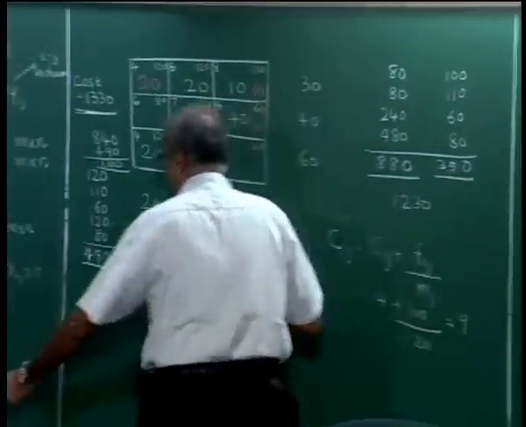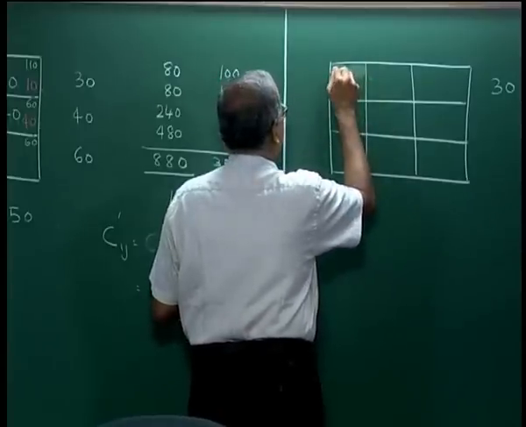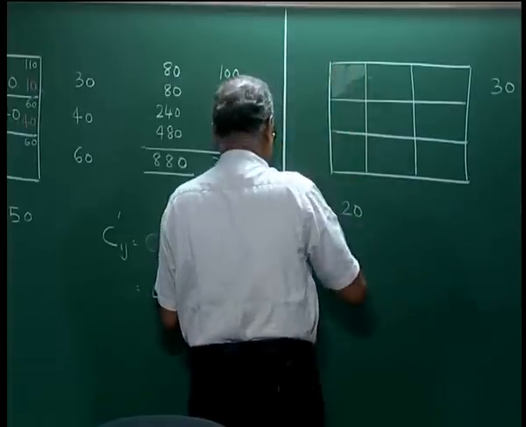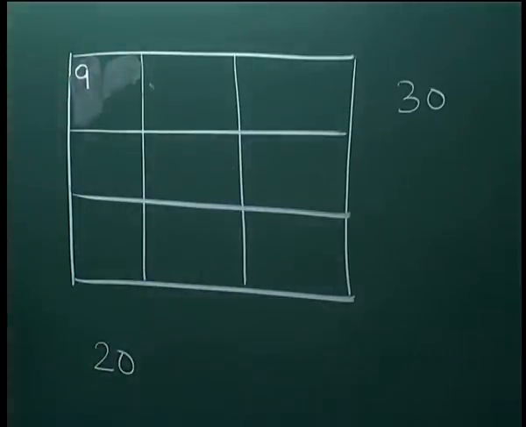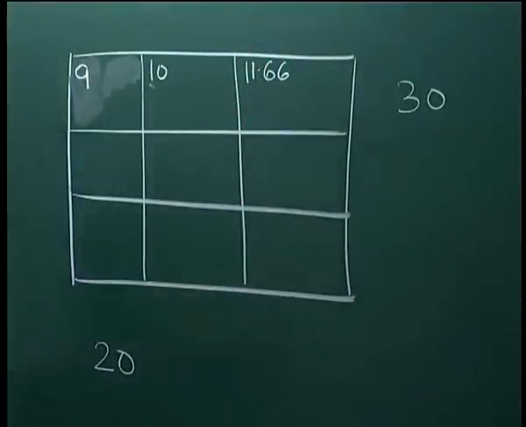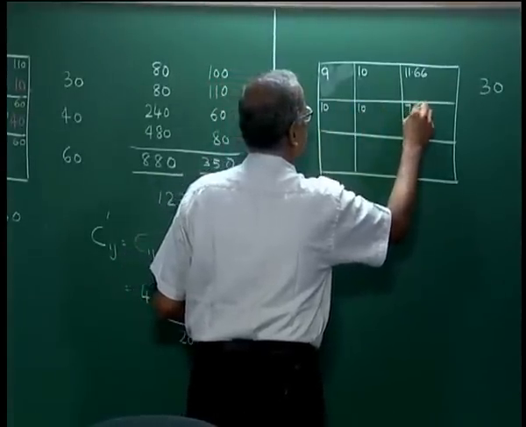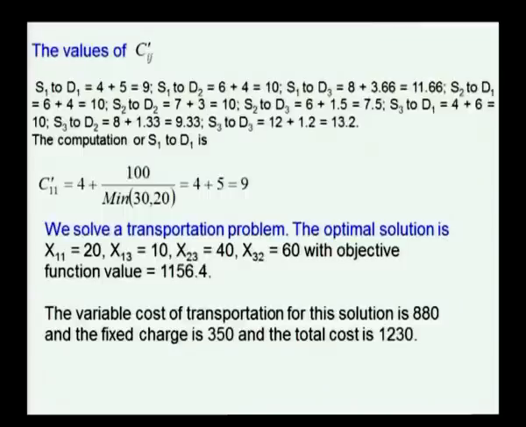So, this way we can complete the calculations for C dash ij, and then the values now become 9, 10, 11.66, 10, 10 and 7.5, 10, 9.33 and 13.2.